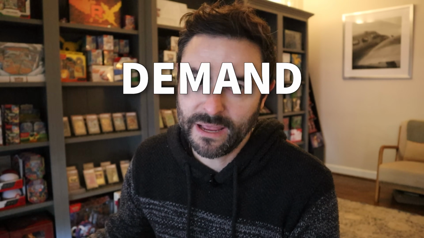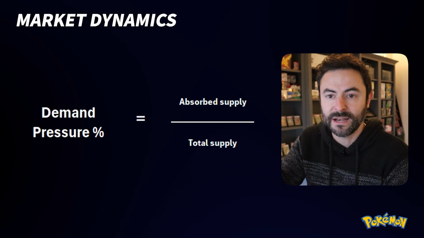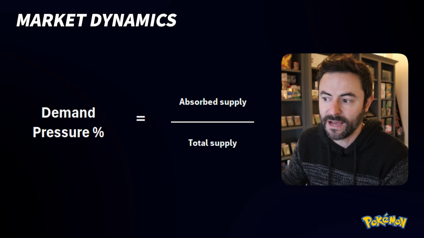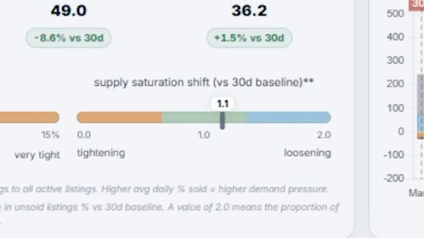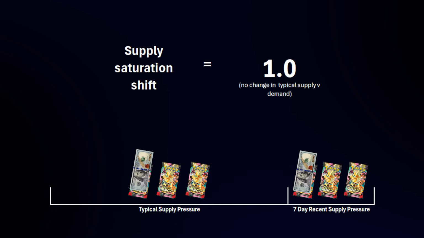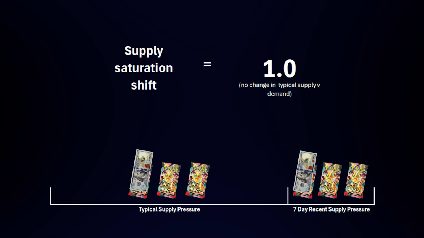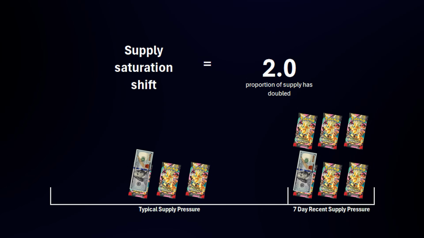Well, one of the metrics that we use to quantify this demand is called demand pressure. Demand pressure is the percent of absorbed supply in a market at any given time divided by the total supply. So if there's something in limited supply and it's really highly in demand, well, you're going to have a higher demand pressure. The supply side of this, so on the side you'll see supply saturation shift. A 1.0 would mean that in the past 7 days versus the past 30 days, the supply saturation has been about or exactly the same. 2.0, well, that would mean in the past 7 days, the supply has doubled versus demand.